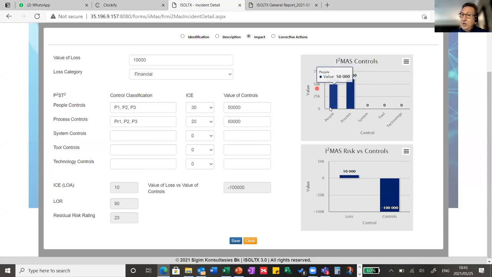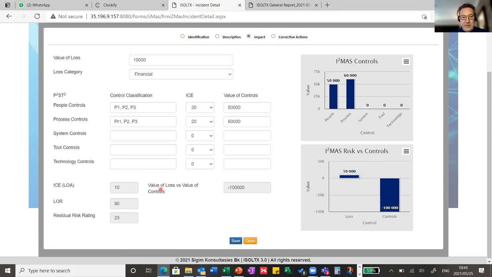There's your controls. You can see what is your value. You can also see what is my actual loss versus my controls that I've got. So actually you are not losing 10,000 Rand. You are losing actually 100,000 Rand already because your controls that you've got are actually failing you. And that is what we need to be talking about.